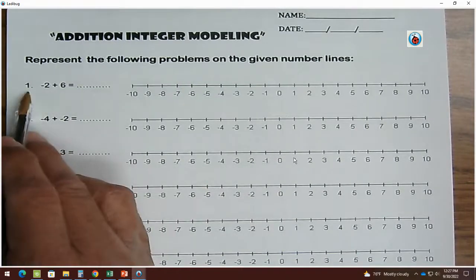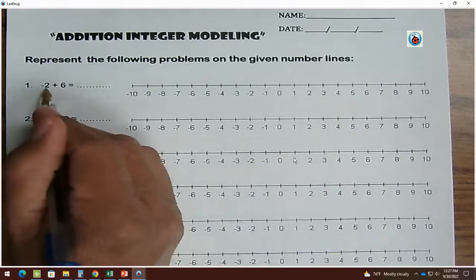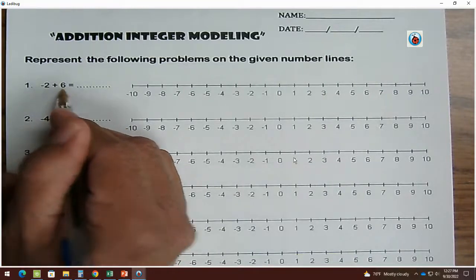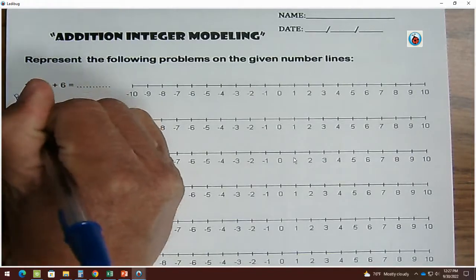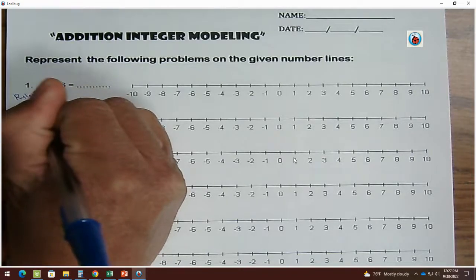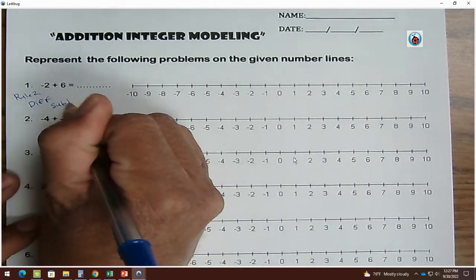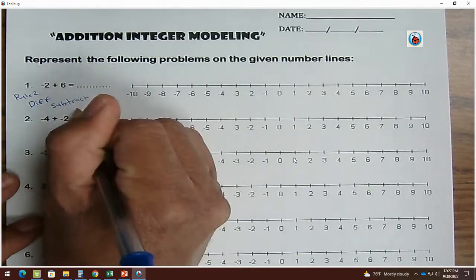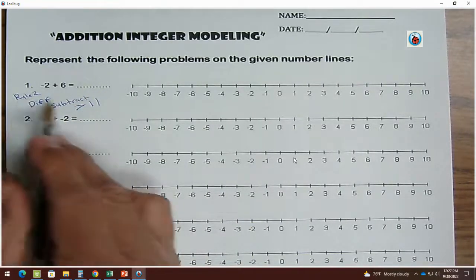So we have number one, -2 plus 6. In that one, I notice that this one is negative and this one is positive, so I can use rule 2. Rule 2 would be what we consider diff, and we need to subtract since we're creating zero pairs. Then we keep the greatest absolute value. That's the little strategy for you not to forget.